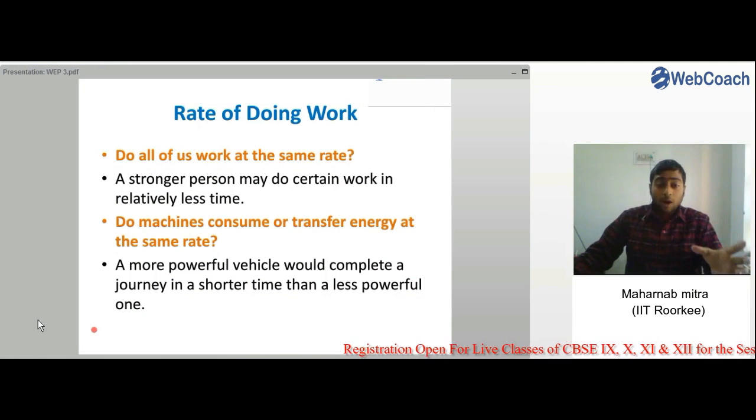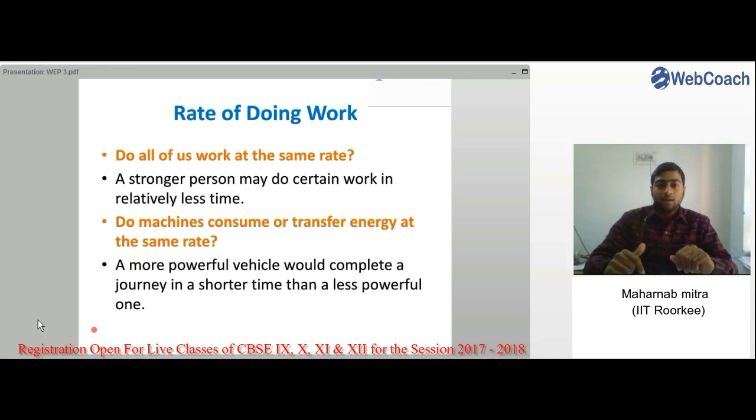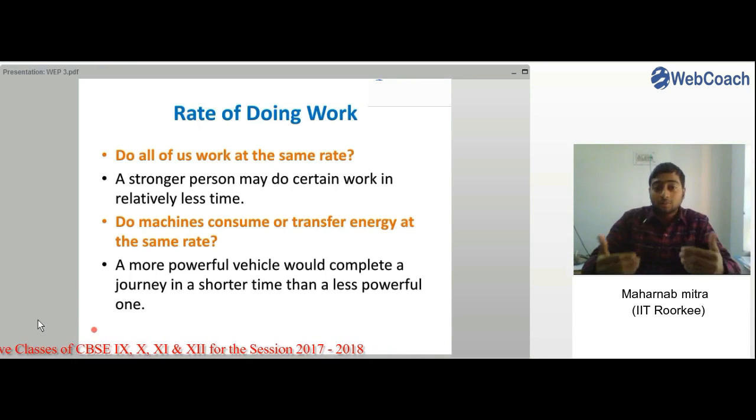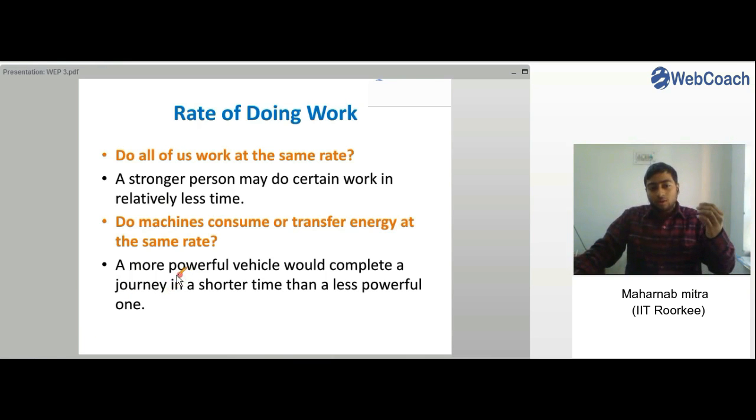And here, a more powerful vehicle would complete a journey in shorter time than a less powerful one, right? Like when you have a car, obviously a sports car is better in terms of speed than an ordinary car, right? Or we can say the engine of a sports car is more powerful, right? It has more energy in it, so that it can move faster, it can do work at a faster rate. So let us concentrate on this word. When an object has power with it, it can do work very easily and very fast, right?